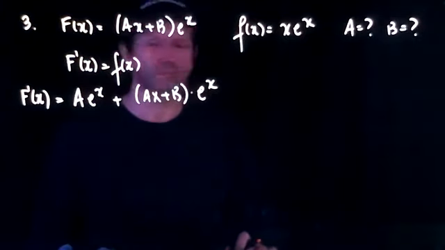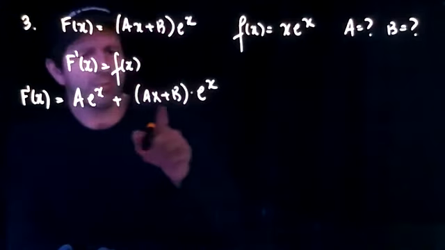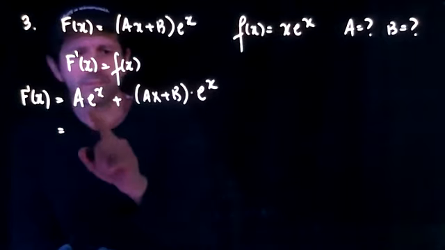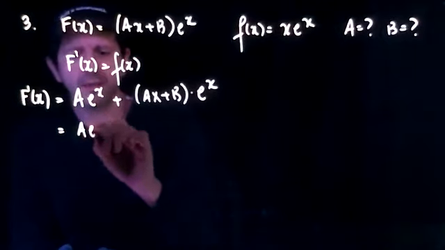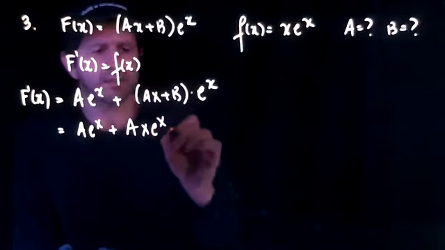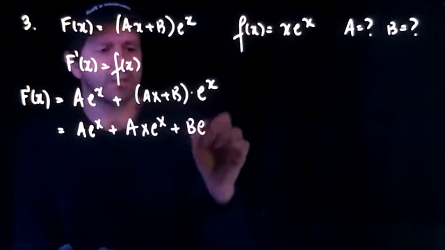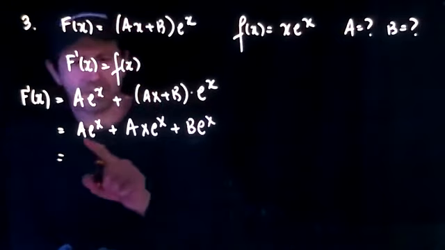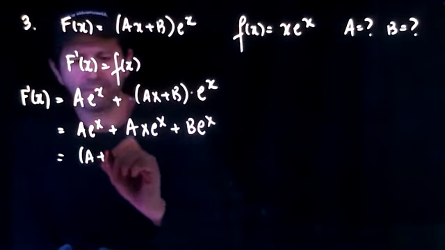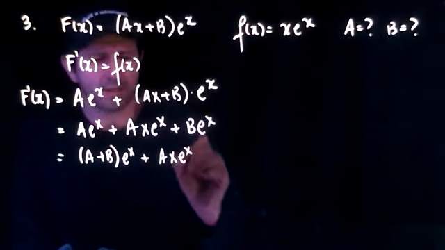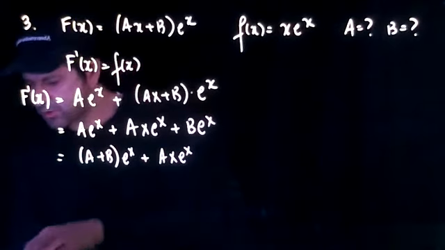Okay, so far so good? Okay, now I'm going to distribute everything. So I will get a e to the x plus ax e to the x plus b e to the x. Okay, which means it's (a plus b) times e to the x plus ax e to the x. Okay, any questions so far?